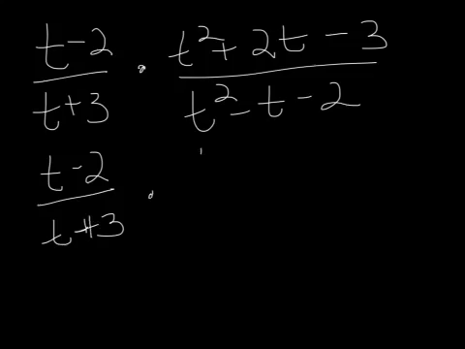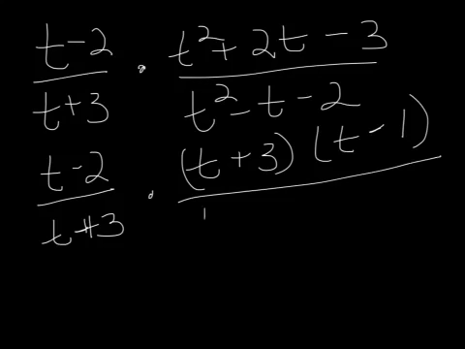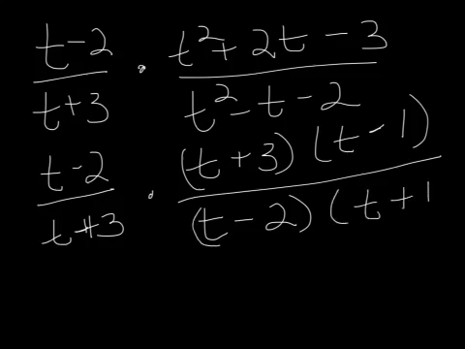The next fraction factors into (t plus 3)(t minus 1). The bottom fraction factors into (t minus 2)(t plus 1). And again, remember we can reduce diagonally up and down, but never, never, never across. So I reduce the t plus 3s and the t minus 2s. So my final answer is (t minus 1) over (t plus 1).